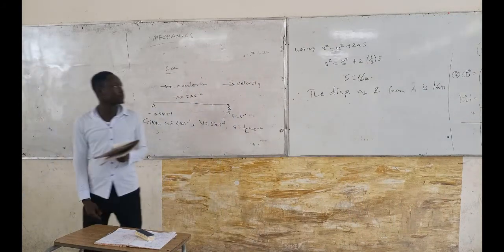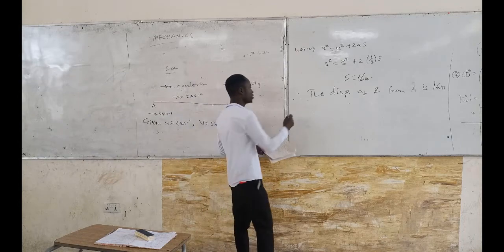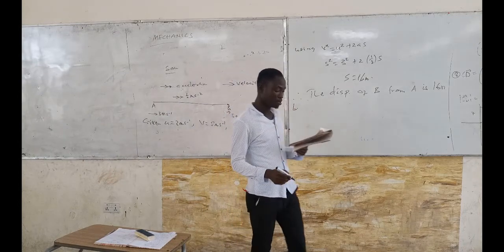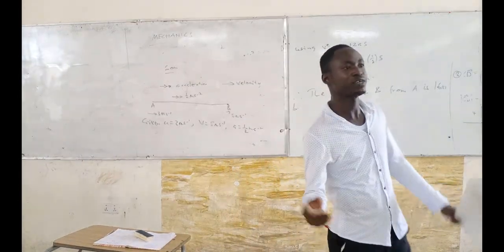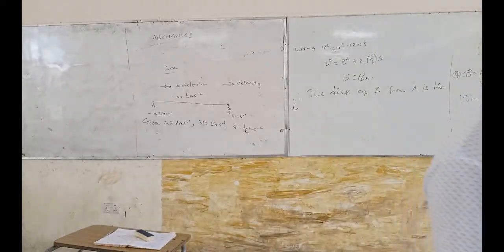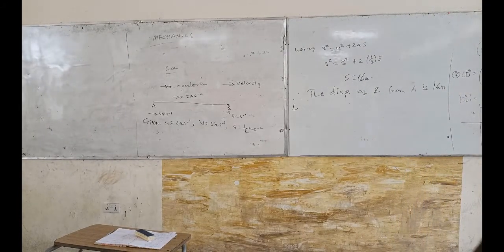Okay, the next problem. You see the next part, B. The time taken from A to B. Which one will be appropriate? Yes, which one will be easier for us? I'm sure this time around we are counting more than one. But I know what is happening. This one, V equals U plus at.